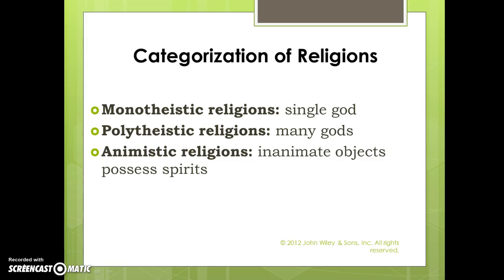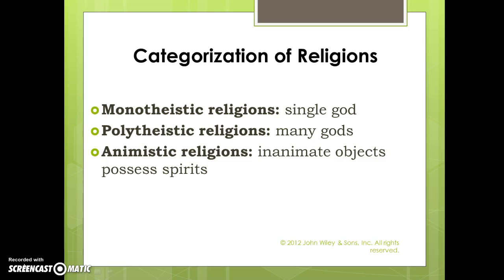Animistic religions, on the other hand, are ones that believe that inanimate objects possess spirits and that those spirits need to be shown appropriate respect. So these are the religions that believe, for example, that trees have spirits, or that rocks or rivers or mountains have spirits, and that we need to show those things appropriate respect in order to help keep the world in order.